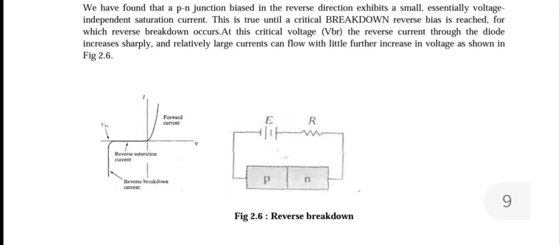So we have said that there will be a small amount of current in the microampere or nanoampere range. This small amount of current will be present only until a point known as the breakdown point. When the reverse bias voltage reaches the breakdown voltage, what will happen? There will be a sudden rise in current in the PN junction. When the critical breakdown reverse bias is reached, at that voltage reverse breakdown occurs.